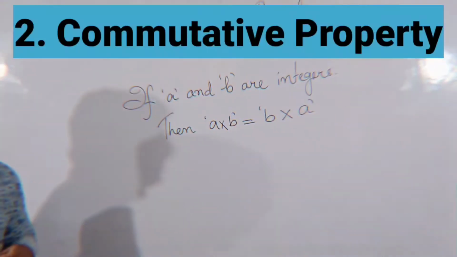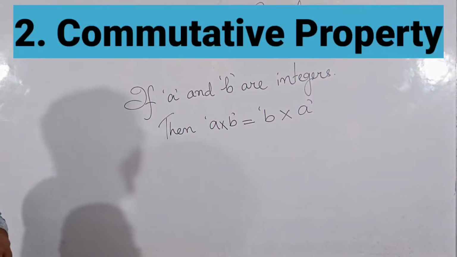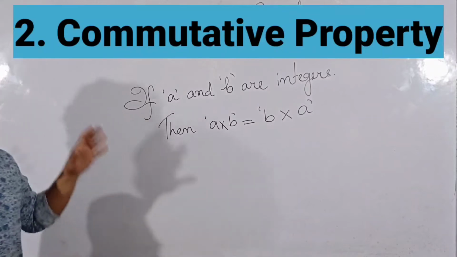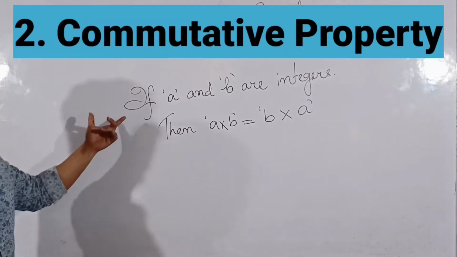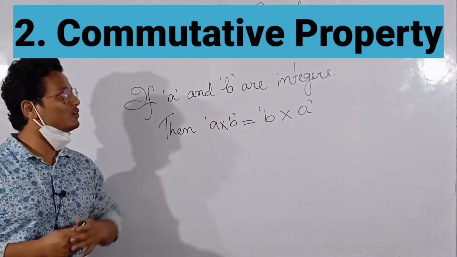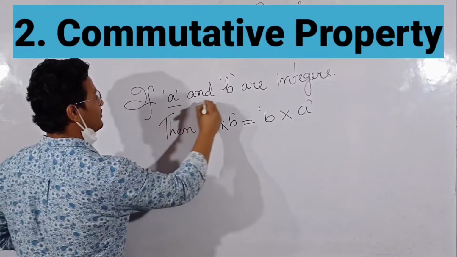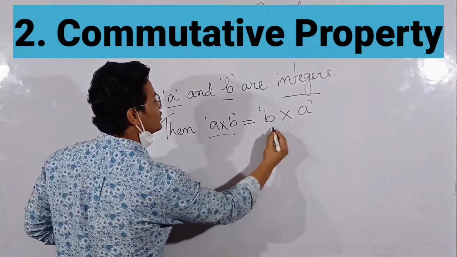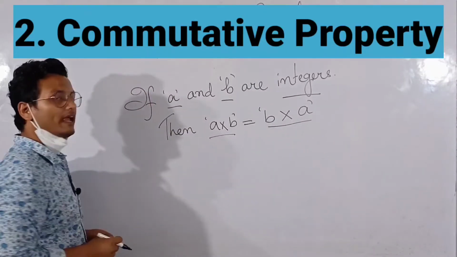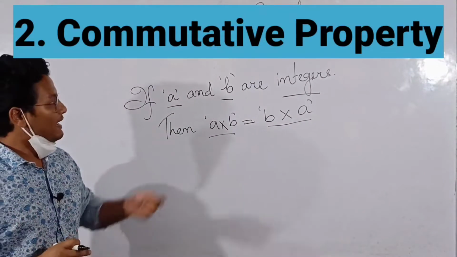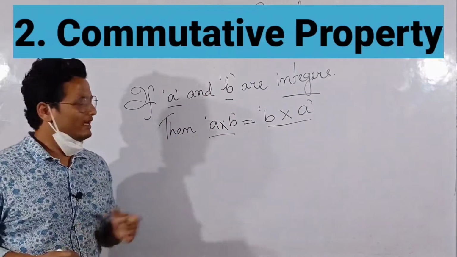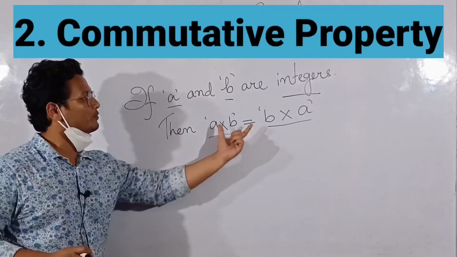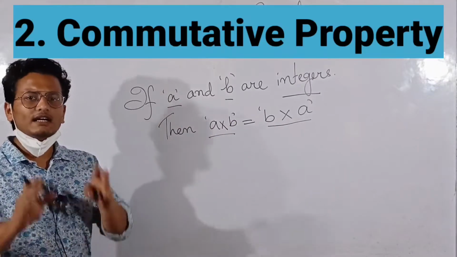Now students, what is the next property? The next property is the commutative property, which is property number 2. It says that if A and B are two integers, then A into B is equal to B into A. So if we change the order, the product remains the same.